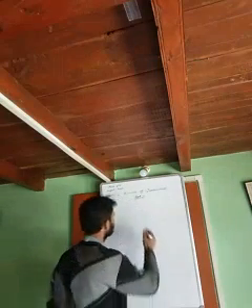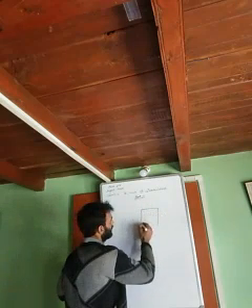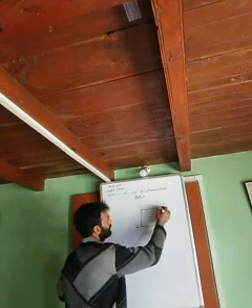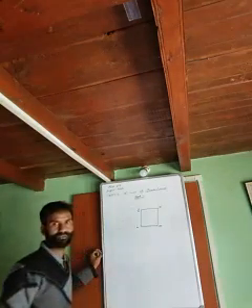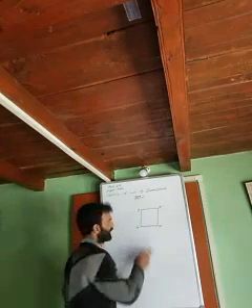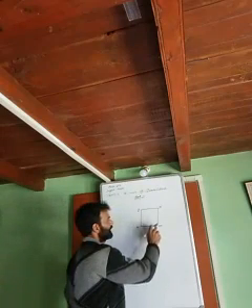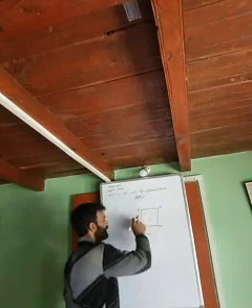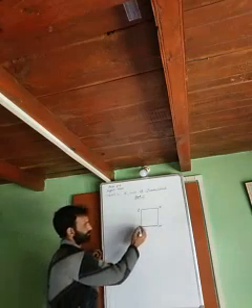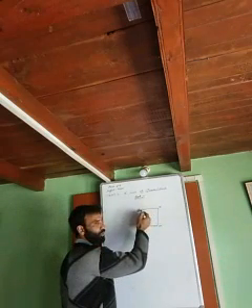Dear students, suppose LMNO is a square. Let's know the elements of a square. In a square, we have four sides: LM, MN, NO and OL. We have four sides and four angles: angle L, angle M, angle N, angle O.